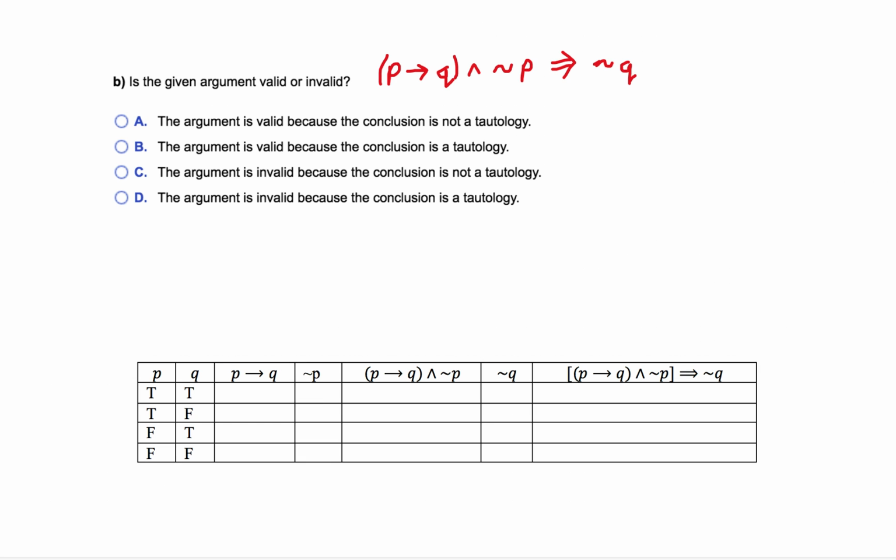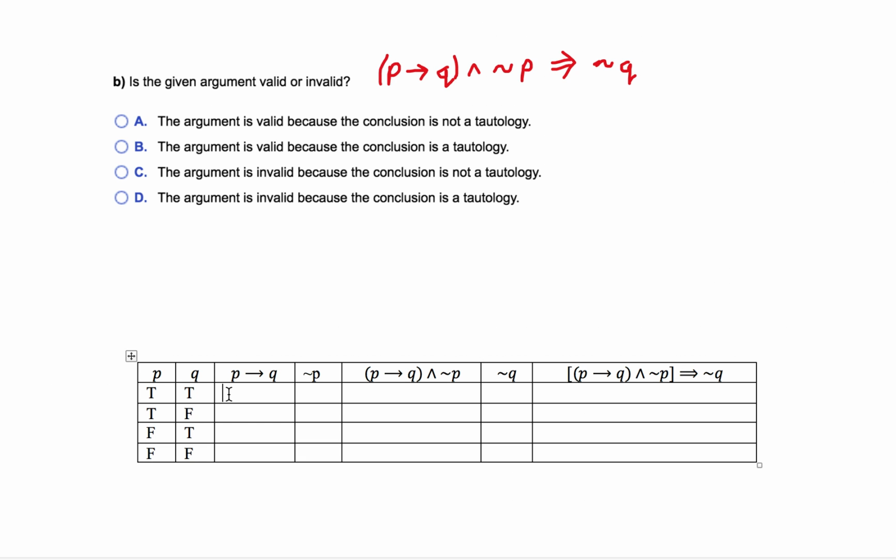We've got the standard P and Q columns. We've got the P arrow Q. We've got the negation of P. We've got all of that put together on the left-hand side. We have the negation of Q for the right-hand side. And we have the entire statement. All right, so let's go ahead and work this out and see what we get.